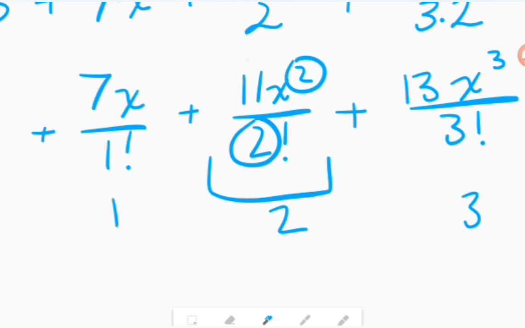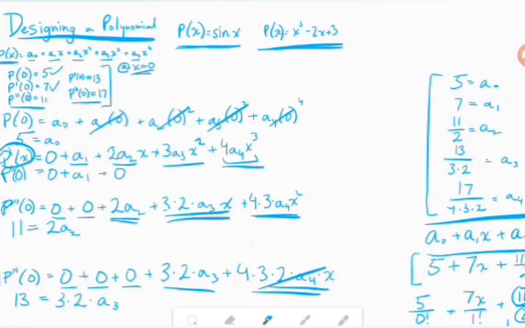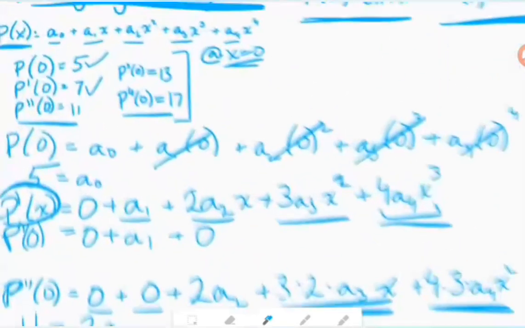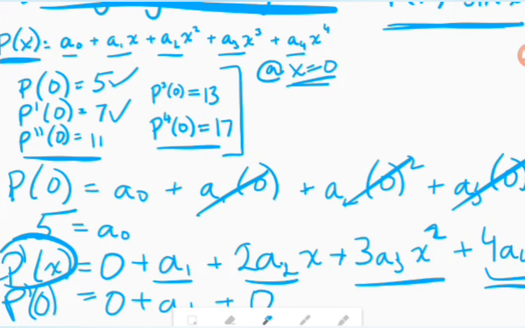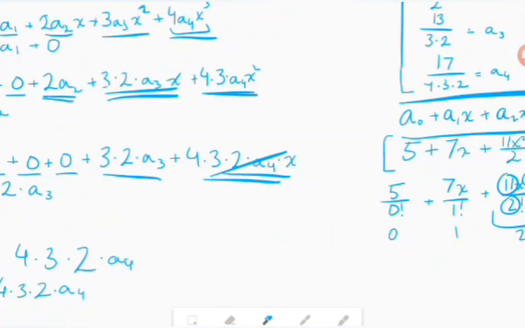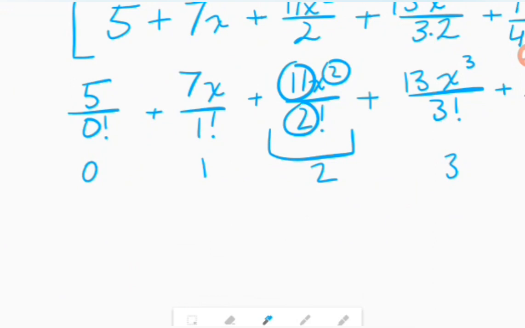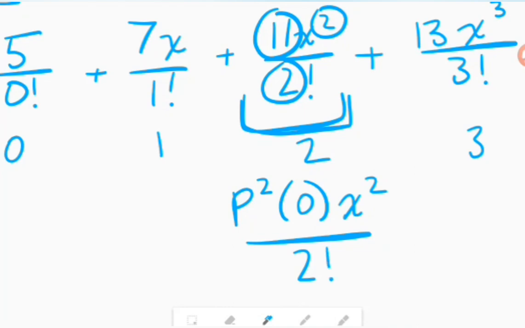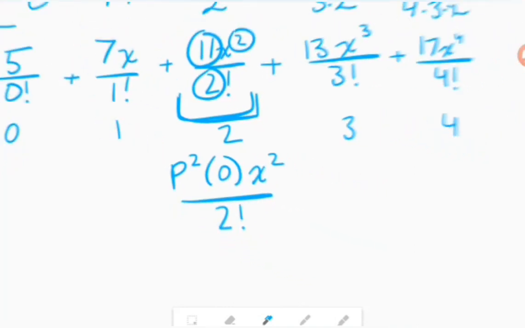But what's this 11 doing here? Well, if we look back in our table of derivatives, we notice that the value of the second derivative of the function that we had is 11. 11 is the value of the second derivative. So this second term can be rewritten as the second derivative of p at x equal to 0 times x squared over 2 factorial. So it's pretty convenient.